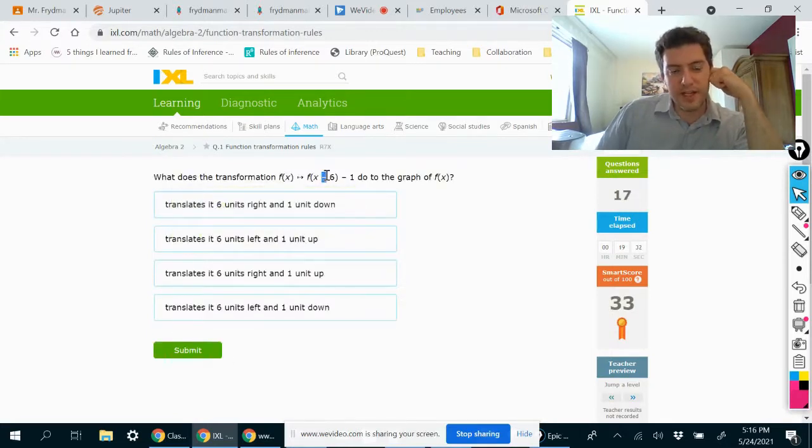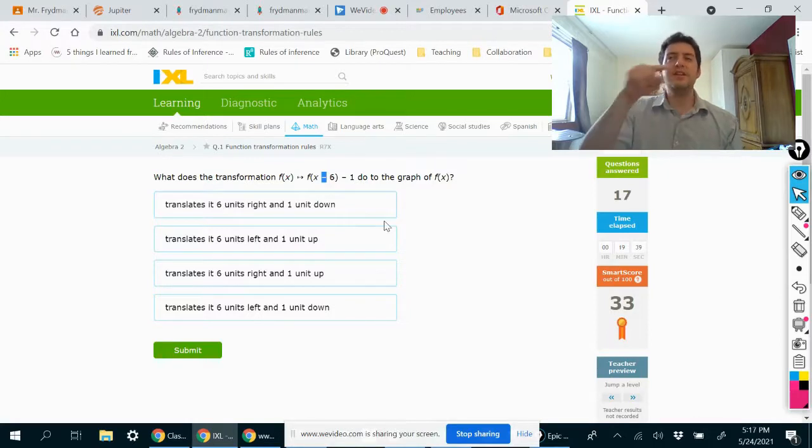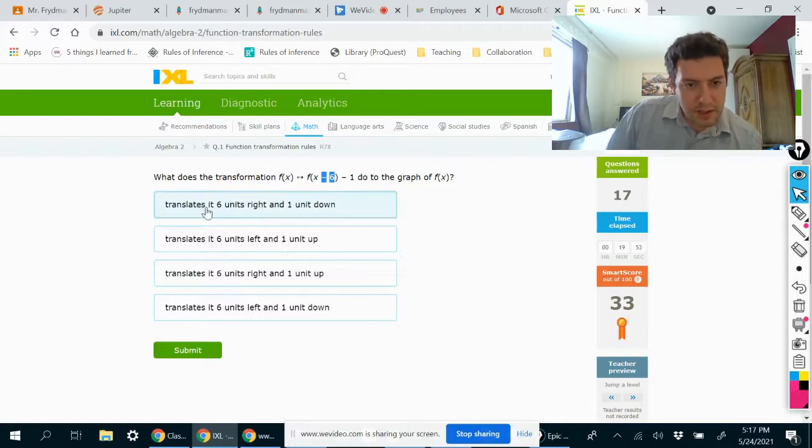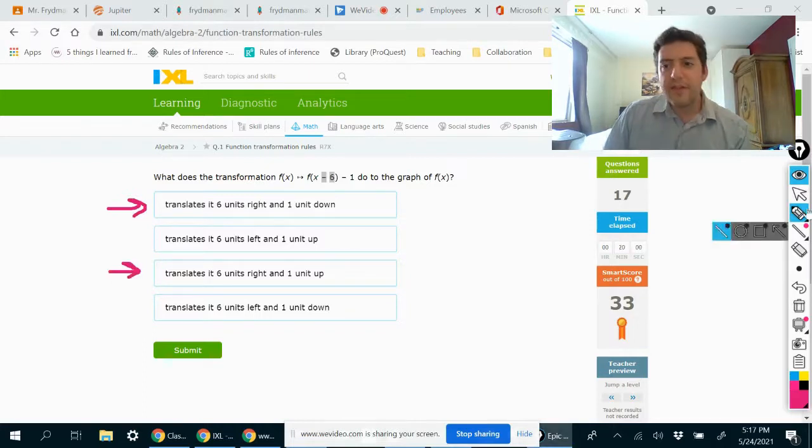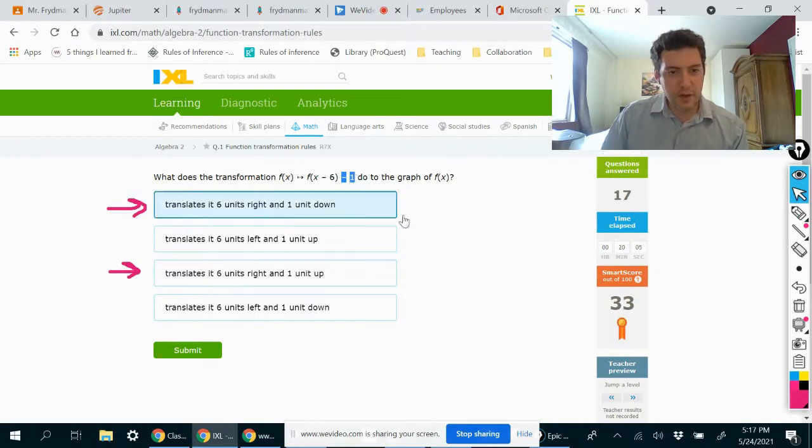Okay, here I see a minus sign inside the argument. That's going to shift everything along the x-axis, but it's going to be the opposite of what I expect. So you might think -6, it should go to the left, but for -6 inside the argument, it's actually going to go to the right. So let's see, 6 units to the right. So it's either this one, which other one says 6 units to the right, or this one. Then this -1 on the outside, it's going to shift everything 1 unit down. Okay, so that one.